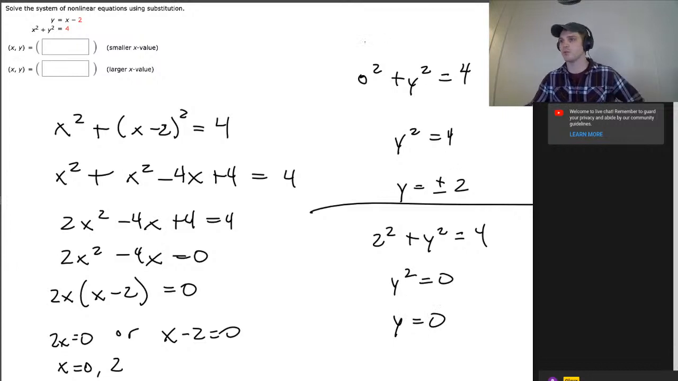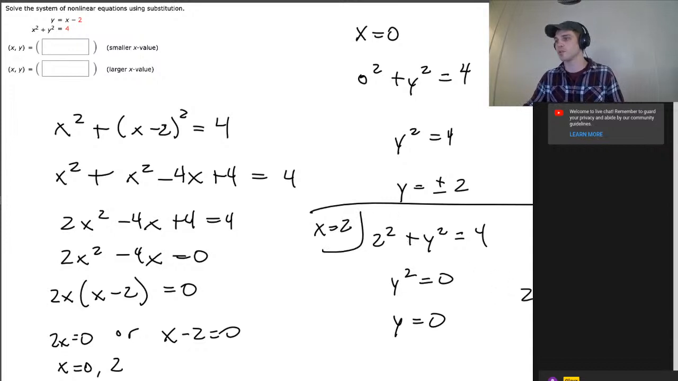So if x equals 0, we could get these two solutions: 0, negative 2, or 0, positive 2. And if x equals 2, then y equals 0, so 2, 0 is the third possible solution. But how many solutions should we have here? We should only have 2. So let's check and make sure both of these solve both equations.